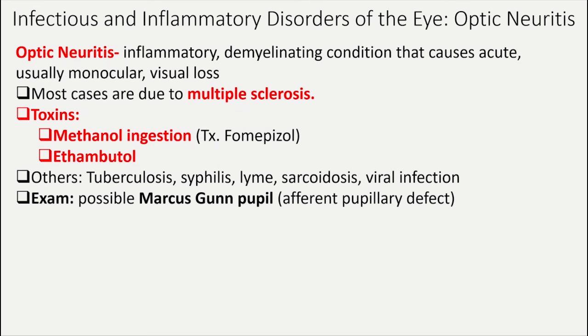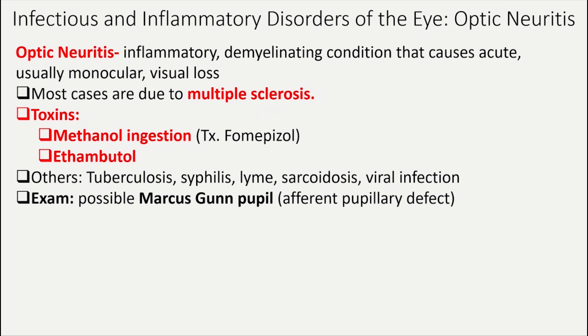On exam, you may have an afferent pupillary defect, that is a Marcus Gunn pupil. And you are probably familiar with this by now. It's basically you're doing your swinging flashlight test, and the affected eye is where the light is being shown. And it is that eye because it's an afferent pupillary defect.